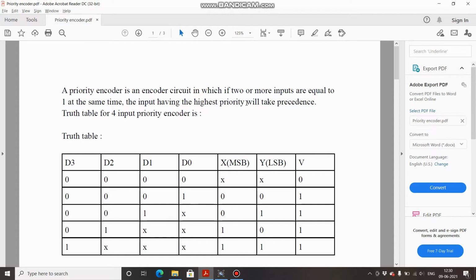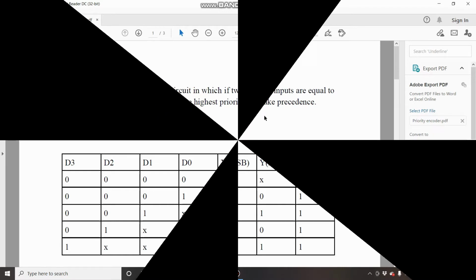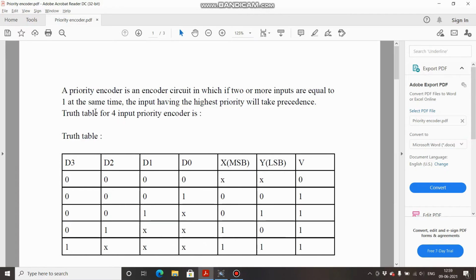In the last video, we saw the octal to binary encoder and we saw that there was a major flaw in the circuit, which was that if more than one input was high, then the output we were getting was completely wrong. In this priority encoder, that flaw has been completely resolved. So we'll be seeing the priority encoder in this video. Let's get started. We are going to see a 4 input priority encoder.